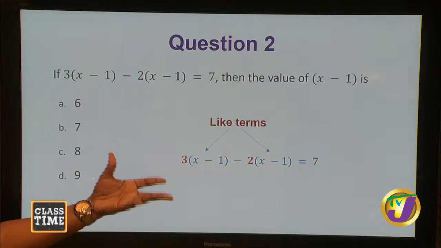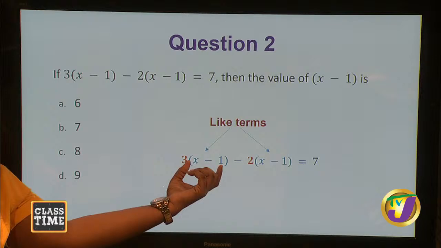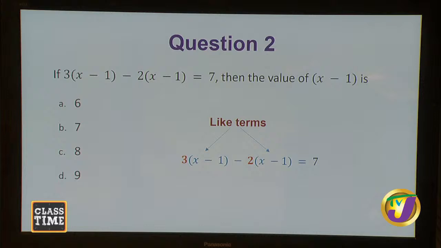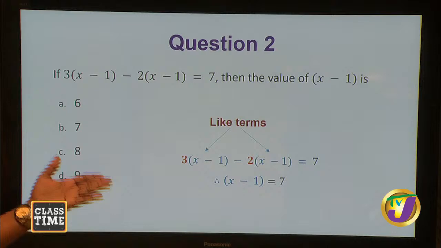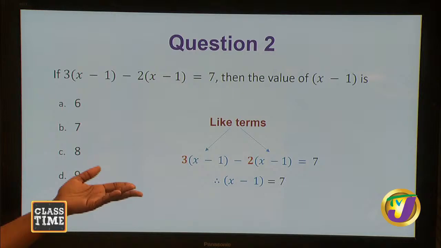So if I had 3 of a particular value and I subtract 2 of that same value, you just have one of the value left, right? Easy peasy. So I basically only have 1 of the x subtract 1 here. And what do you know? That's equal to 7.